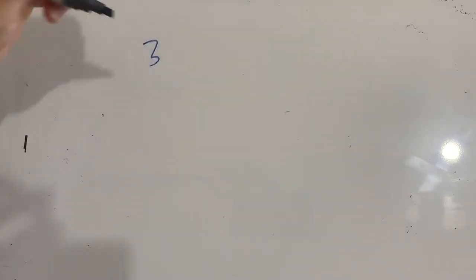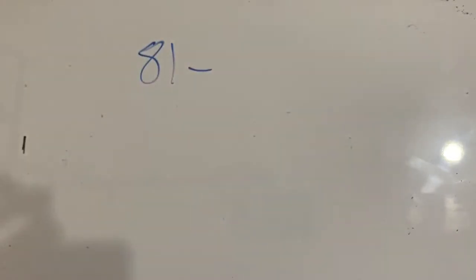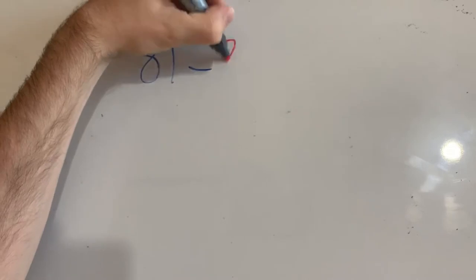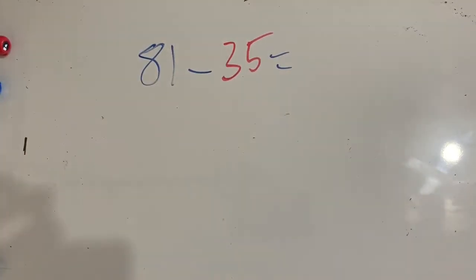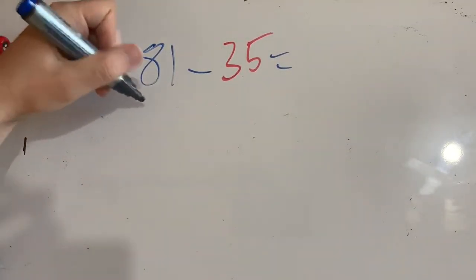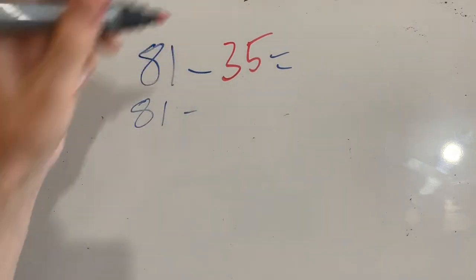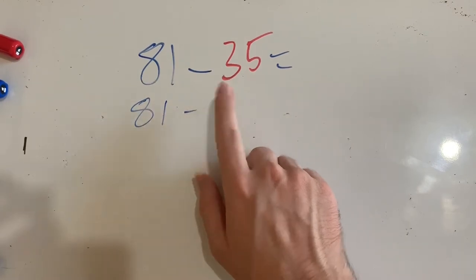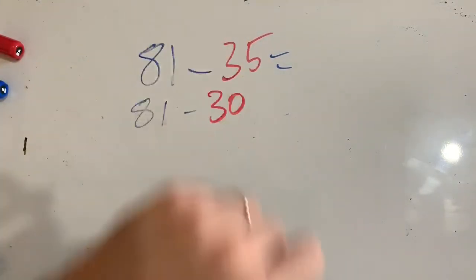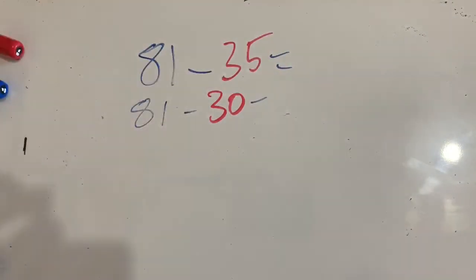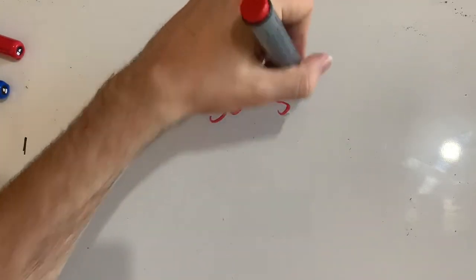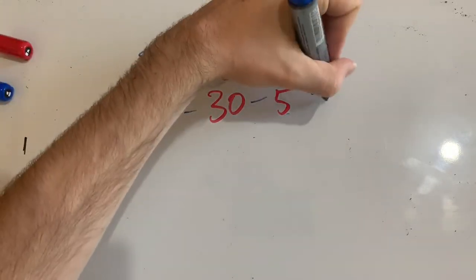Let's do another one. This time, let's do 81 minus 35. So let's start by doing exactly the same thing that we've been doing so far. So I would like 81 minus, and we're going to be taking away this in two parts. So let's break it into tens and units. 30 minus 5. Okay, we can do that.